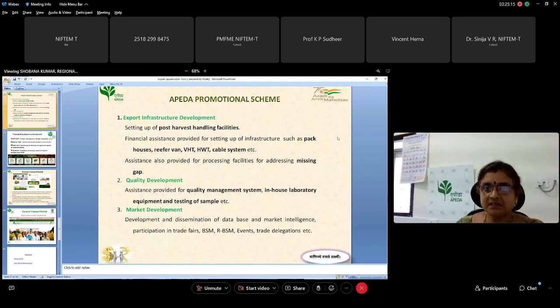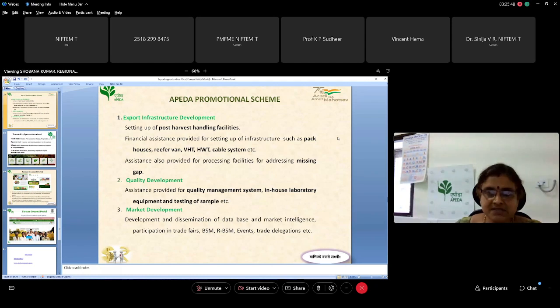And in infrastructure development, for setting up post-harvest facilities, after harvesting any agriculture or horticulture produce, if you want to handle them, we give financial assistance such as pack houses, reefer vans, vapor heat treatment for mangoes, hot water treatment for mangoes, cable car system for bananas, and even for warehouses and storage units. For that also we give financial assistance.